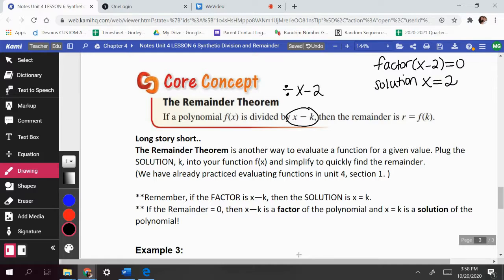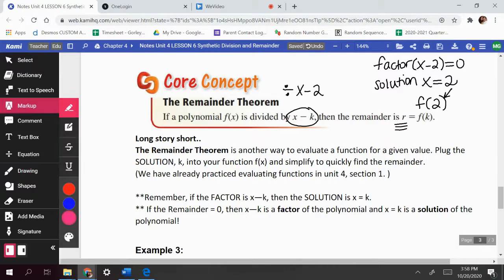So all this is saying is that the remainder, you can easily find it by plugging in whatever your x value is. In this case, it would be 2 into your function. So anytime I want to find the remainder quickly, I just plug in that k value. Okay, it says, long story short, the remainder theorem is another way to evaluate a function for a given value. Simply plug the solution k into your function and simplify to quickly find the remainder.